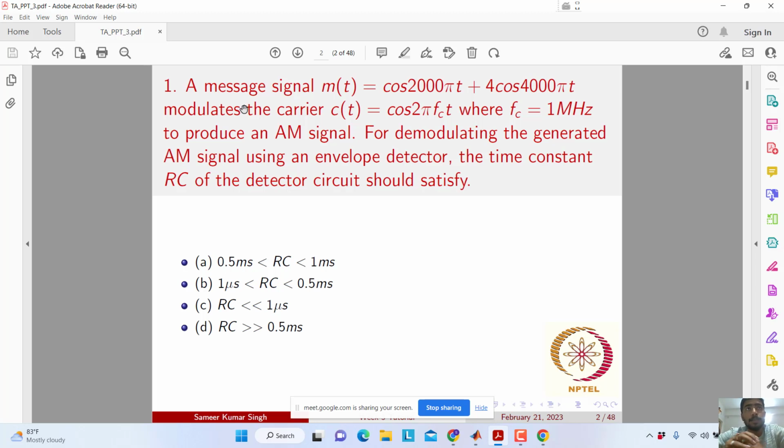Question number 1 is: we have a message signal m(t), and we modulate a carrier c(t) where fc is given as 1 megahertz, producing an AM signal. Now for demodulating the generated AM signal using an envelope detector, the time constant RC of the detector circuit should satisfy a condition. So we have to calculate that value of RC, the time constant. Please try, and after 2 minutes we will discuss the solution and the steps.